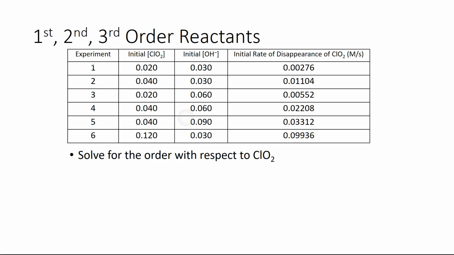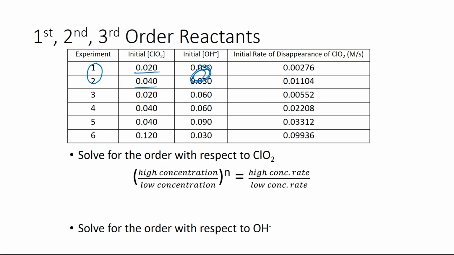So again, we already picked out the fact that experiments 1 and 2 will work because I see a change in my molarity of ClO2, whereas those stay the same. All right, so my formula that I'm going to use is high concentration over low concentration to the nth power equals high concentration rate over low concentration rate.